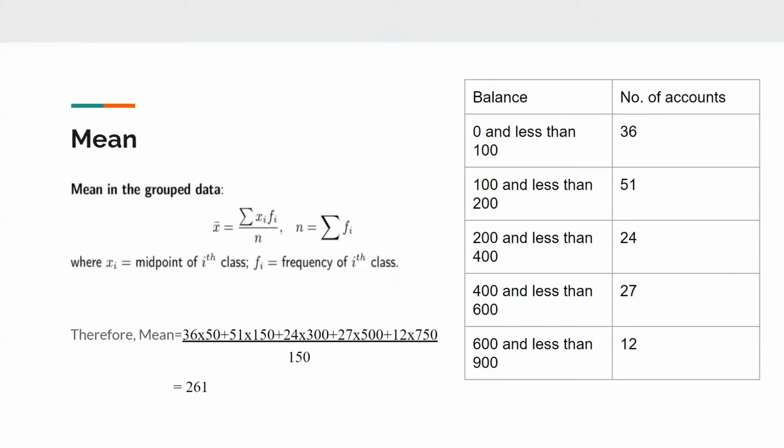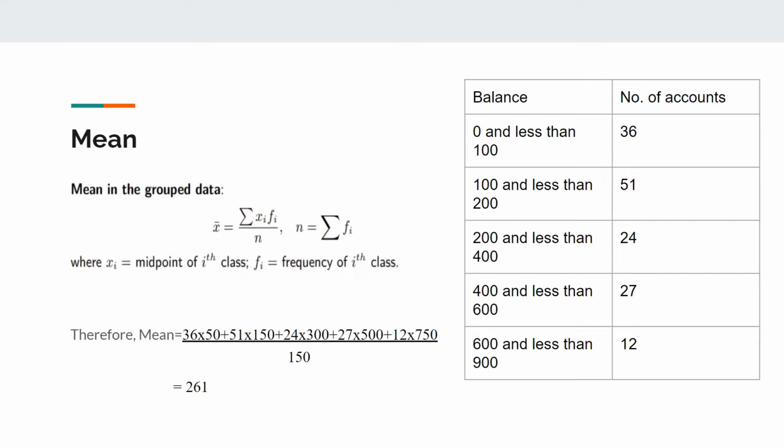According to the formula, x bar equals summation xi fi over n, which equals summation fi, where xi equals the midpoint of the ith class and fi is the frequency of the ith class. We could calculate the mean as 36 times 50 plus 51 times 150 plus 24 times 300 plus 27 times 500 plus 12 times 750 over 150, where 36 is the frequency of the first class and 50 is the midpoint of it.